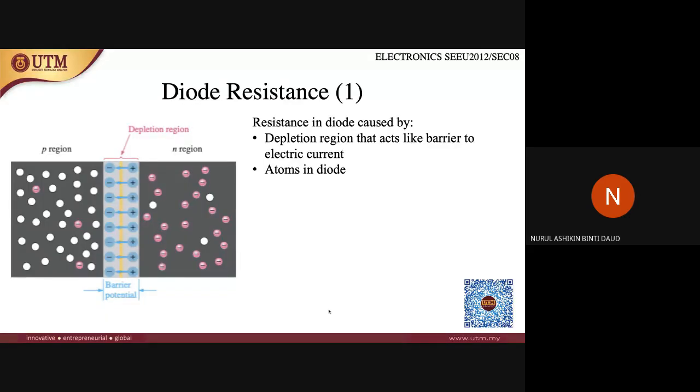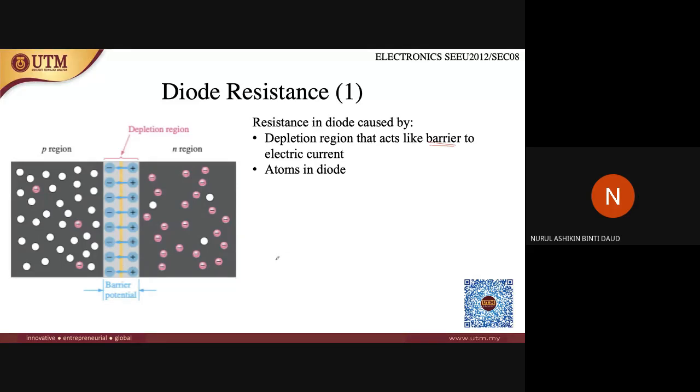Diode resistance happens because of the existence of the depletion region itself. The depletion region acts like a barrier, so lots of energy needs to be applied to overcome this barrier. So the bigger the barrier, the bigger the resistance will be.